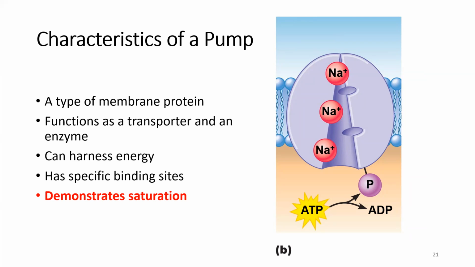Now it's going to have specific binding sites. So it's going to have a site that can bind one ion versus the other. A really good example is the sodium-potassium pump. The sodium-potassium pump has a specific binding site for sodium and then a specific binding site for potassium. And so it'll be able to move those molecules against their concentration gradient using the energy that's harnessed from ATP.